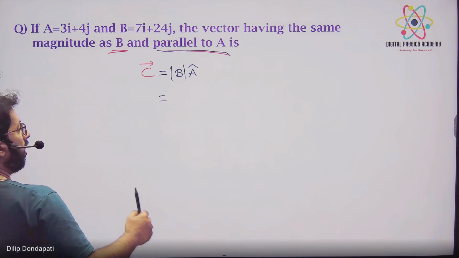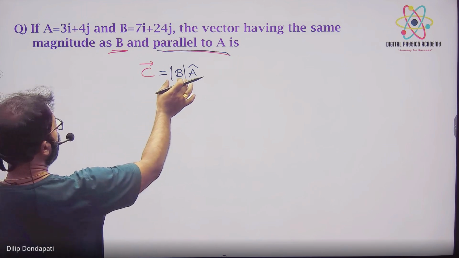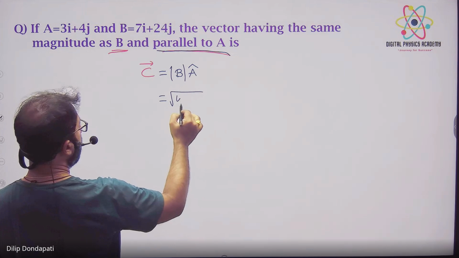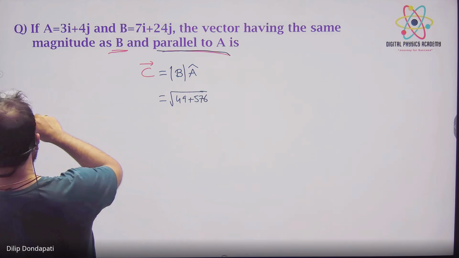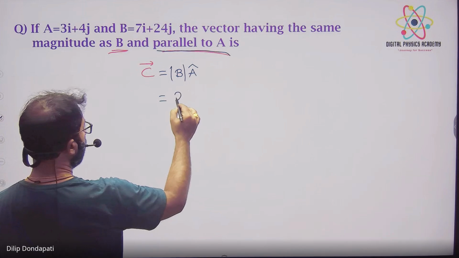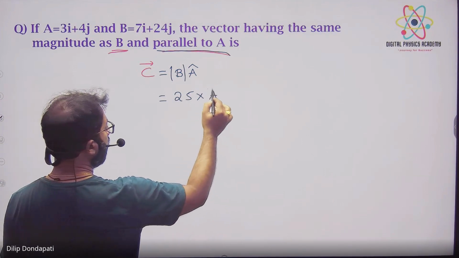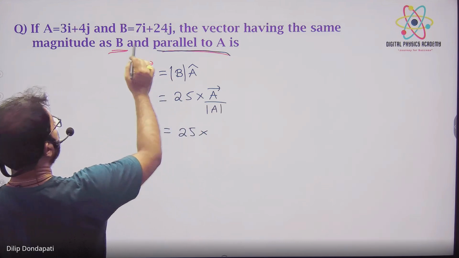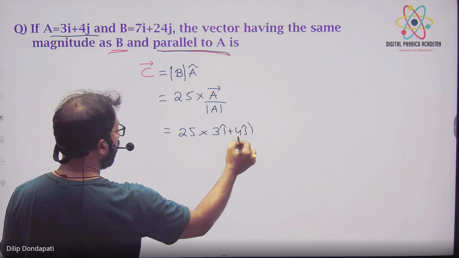Yes. Then करो. Magnitude B बोलो. कितना आएगा? Under root 49 plus 576. That is nothing but 625, right? 625 का root is 25, right? So 25 is the B का magnitude, into what? A unit vector का formula क्या है? Vector A by mod A, right? 25 into vector A. कितना है? Vector A is nothing but this one, 3 I cap plus 4 J cap, by mod A.